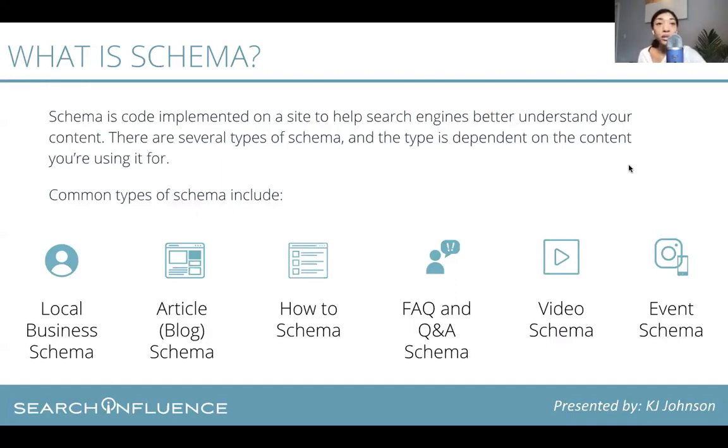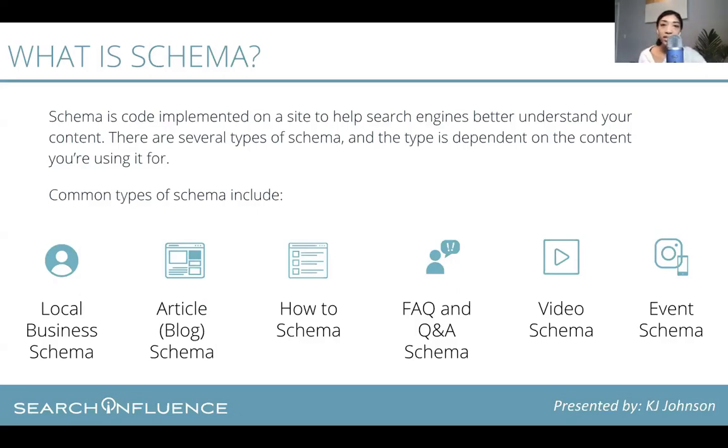There's article schema, which is used for news article content or blog content. If you're publishing lots of blogs, news stories, or media and press releases, article schema would be something to look into. How-to schema highlights content that includes steps to a process. It's very close to recipe schema, but it would be for a process like how to tie a tie. FAQ schema and Q&A schema highlights answers to a question.